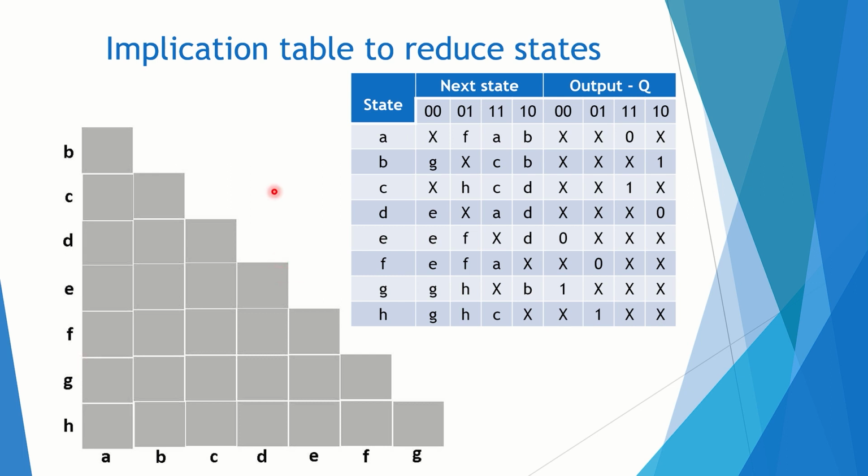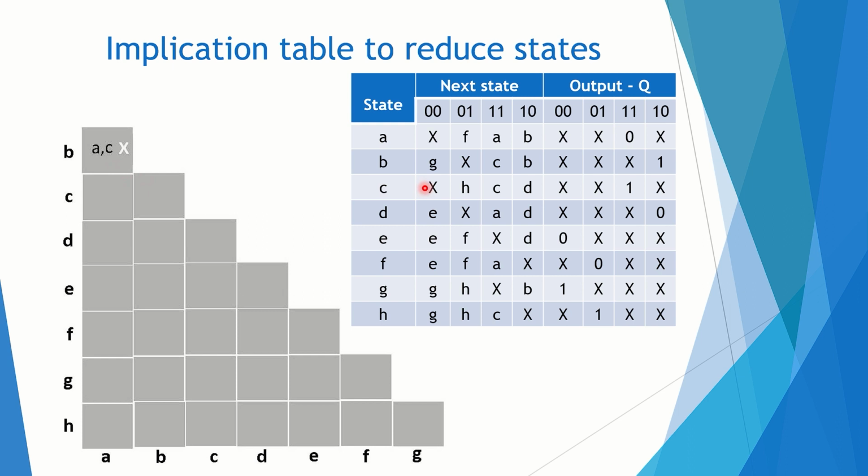So there are more number of states, so we'll be using an implication table to reduce the number of states as done before in the previous lecture. So let us see here. First pair is A and B. See here, A and B, it is not equivalent. There's a difference in A and C. So we'll be putting a cross mark across it.